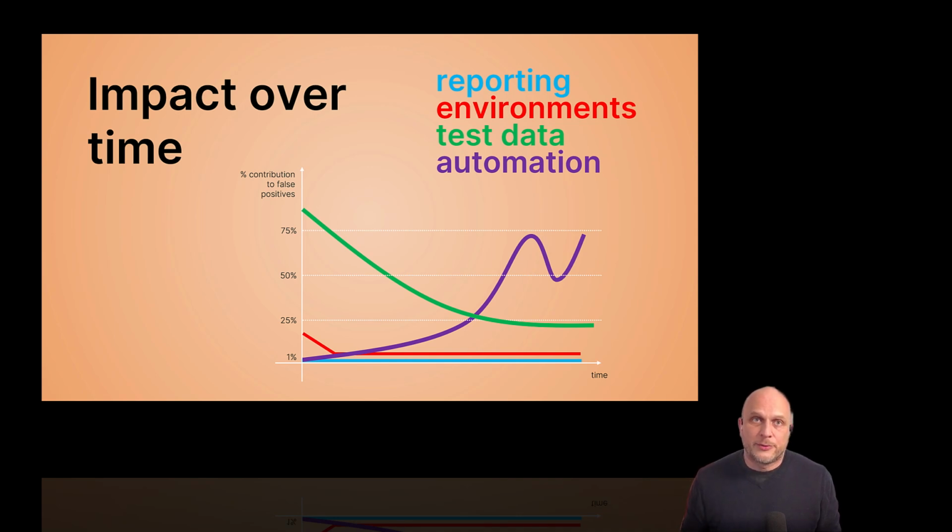Actually, the false positive rate based on your automation, on how your automation behaves or interacts with the system, is increasing. And it's getting above 70%. So 70% of the contribution to false positives is coming from the test automation itself. So you see it's going up and down in the bar.